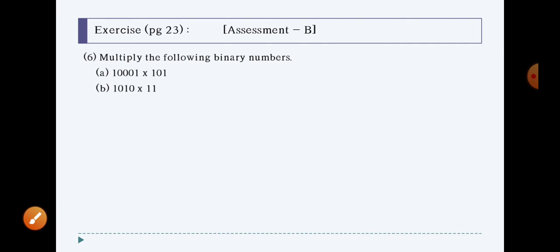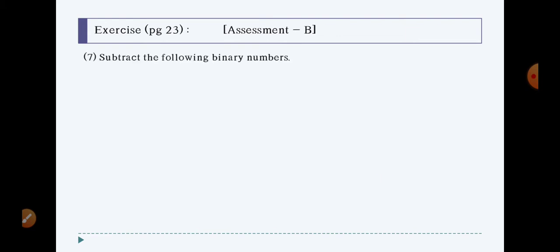Now the leftover two parts you try it out by yourself and you just solve it, and in case you get stuck somewhere, again you just let me know about the same. Okay, so this is about your sixth portion, that is multiply the following binary numbers. Now we have the seventh question.